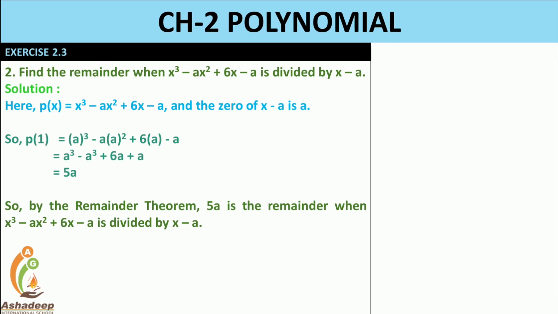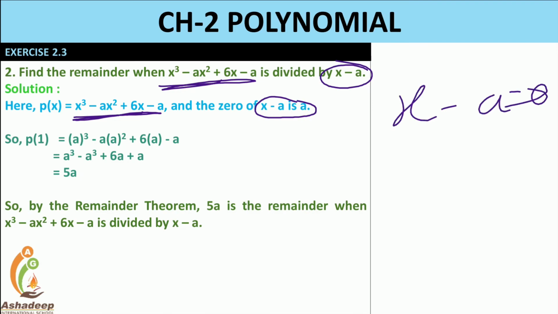Now in this question, we need to divide this polynomial by x minus a and find the remainder. So in this polynomial, we put x minus a equal to 0, and therefore x is equal to a. Now put x equal to a instead of x.